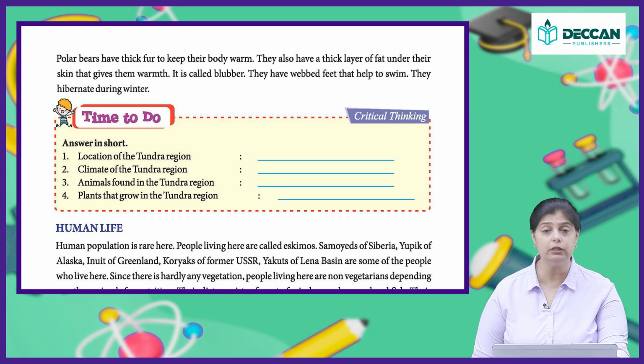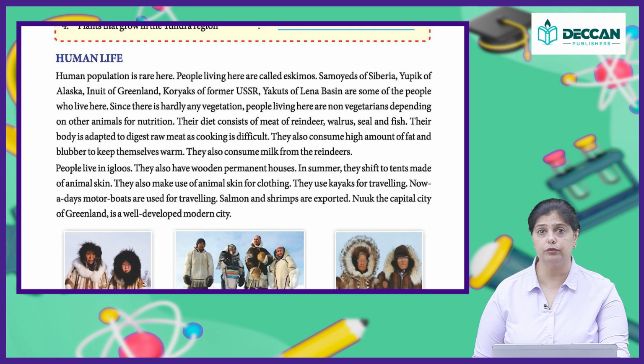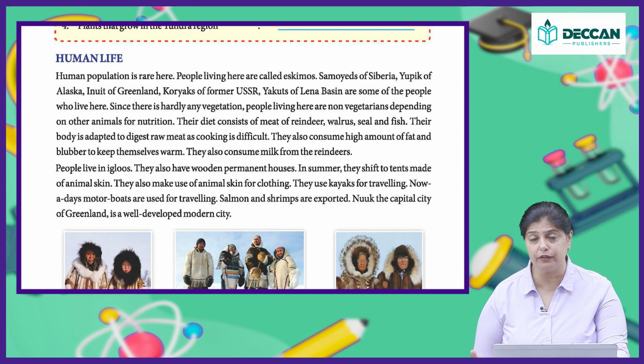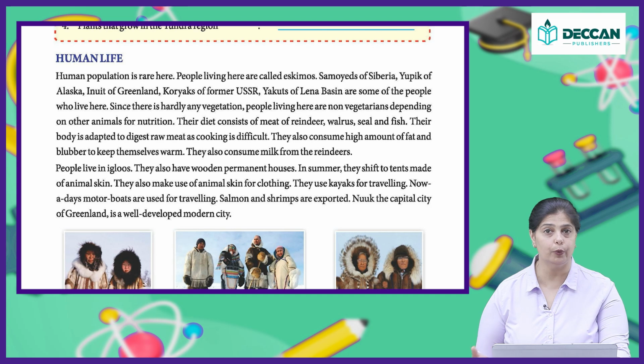All right. Now, let's move on to human life. Human population is very rare here because of the climatic conditions. If animals cannot survive, do you think humans can survive? No. So, people living here are called the Eskimos. There are people, but very few. Samoyeds of Siberia, Yupik of Alaska, Inuit of Greenland, Koryaks of former USSR, Yakuts of Lena Basin are some of the people who live here.